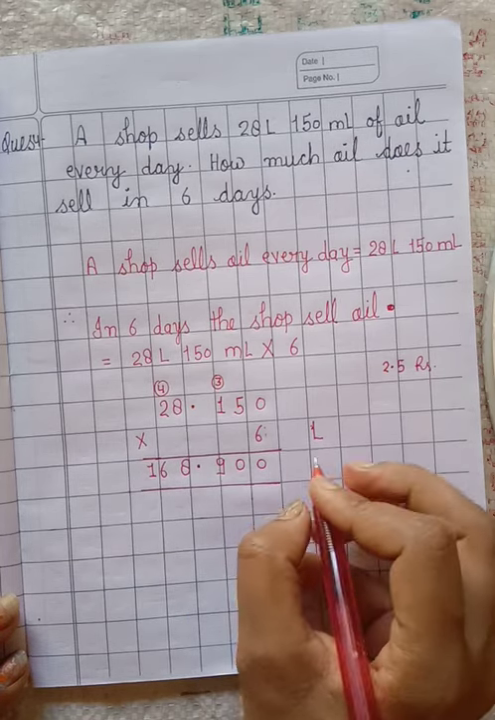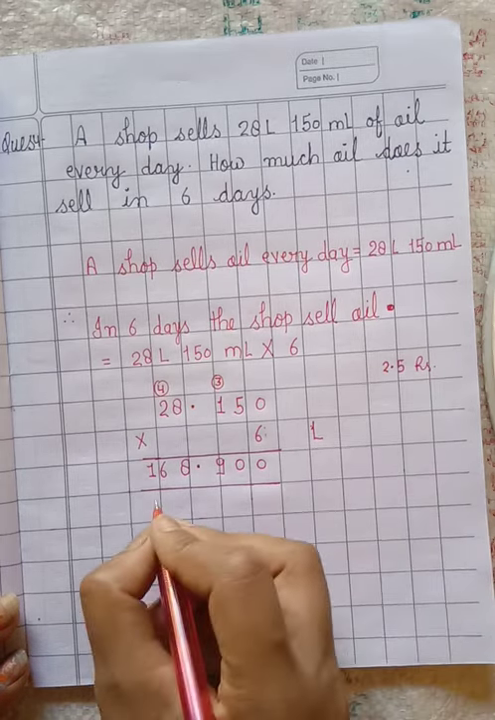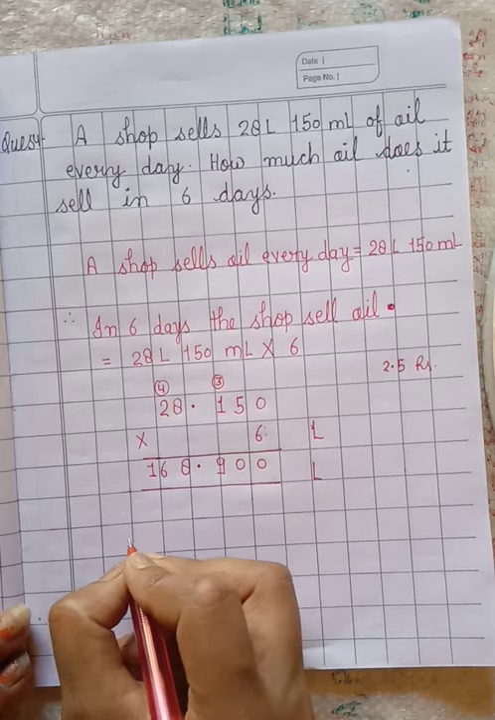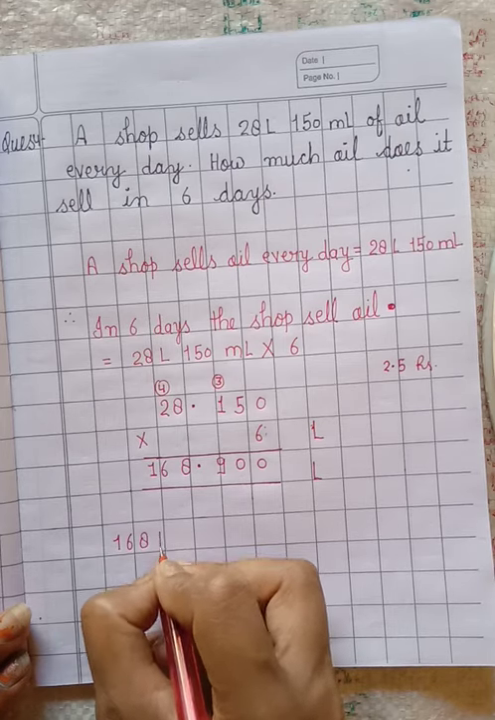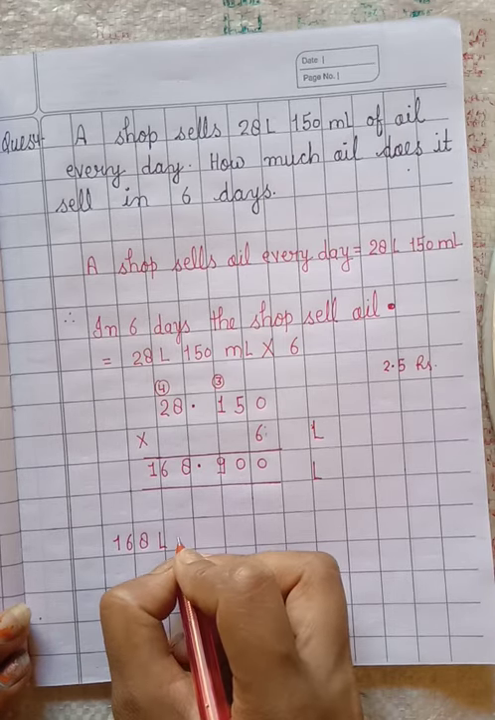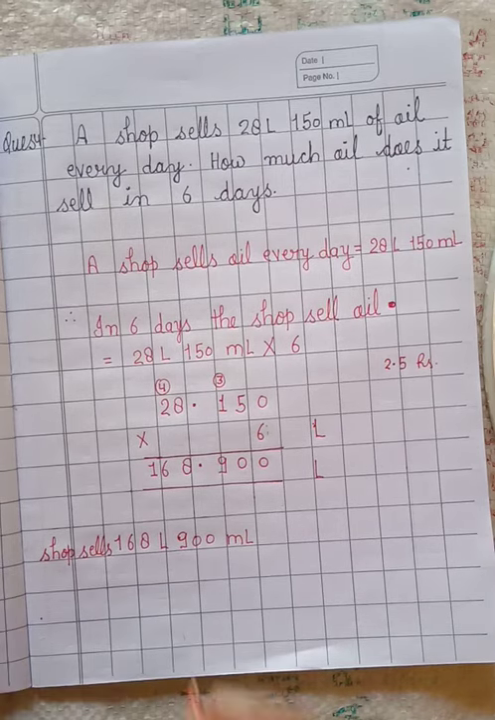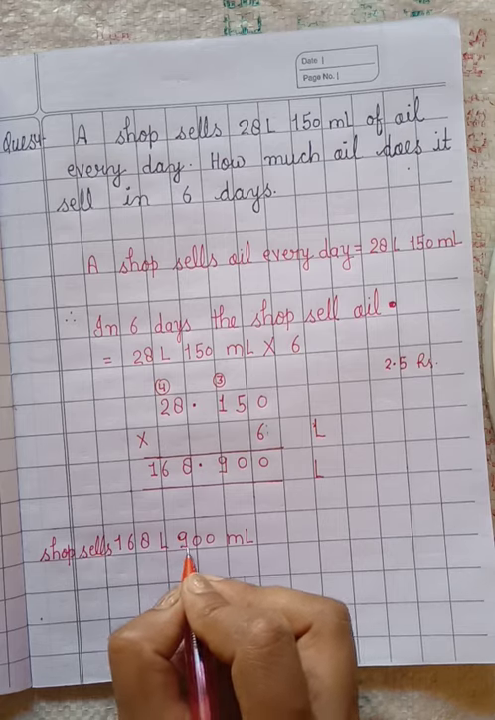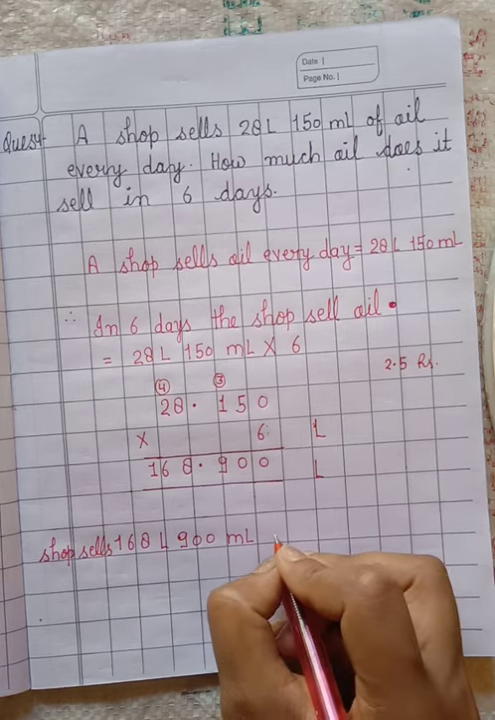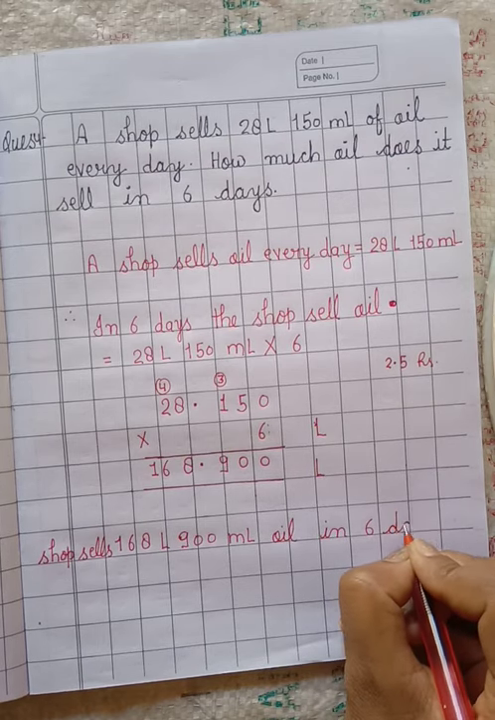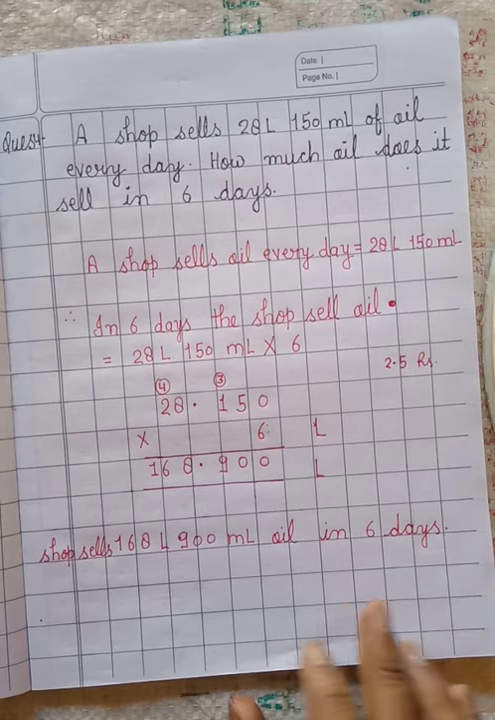Okay, so the answer, we can write is 168 liters 900 milliliters. Shop sells 168 liter 900 milliliters in 6 days. This is the answer.